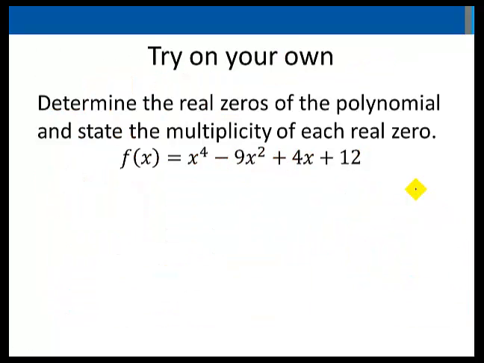Try this last one on your own. Determine the real zeros of the polynomial and state the multiplicity of each real zero. f(x) equals x^4 - 9x^2 + 4x + 12.